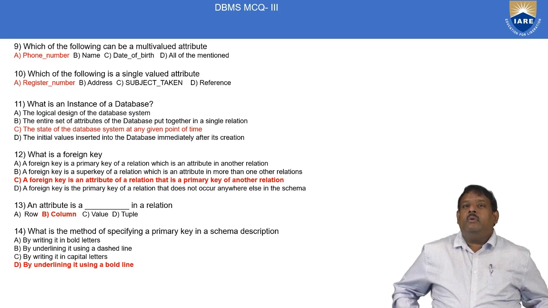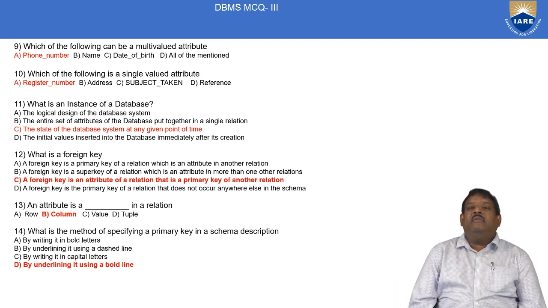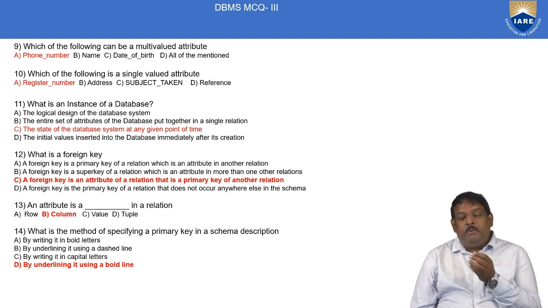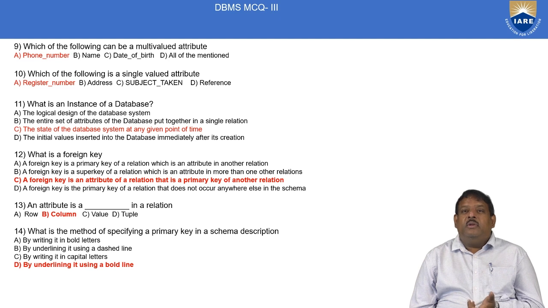Okay. Now the next question is going to give us knowledge about a single valued attribute. What is a single valued attribute? There should be only one value for that attribute. For example, your roll number: there will be only one person with that roll number. There cannot be two persons with the same roll number.